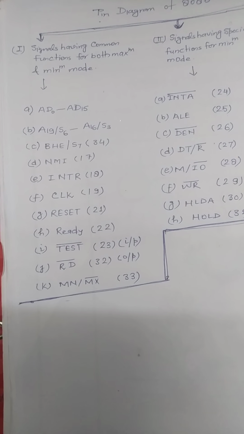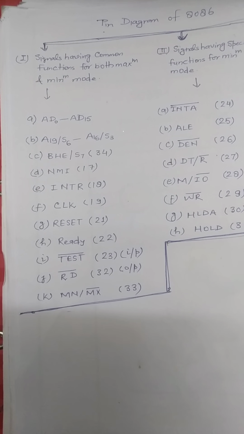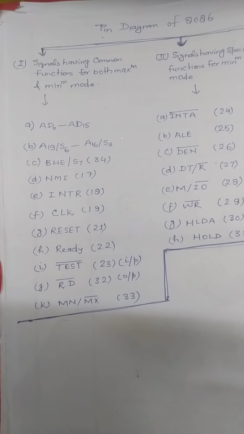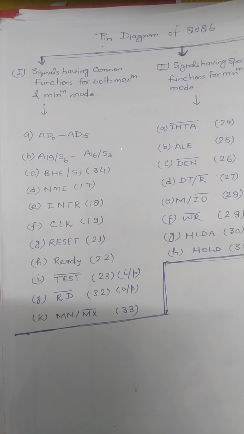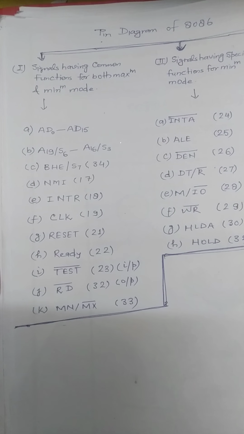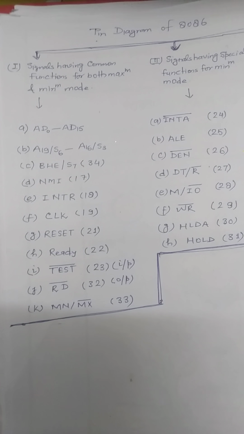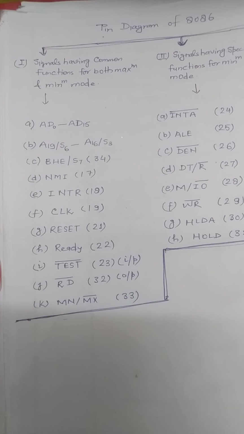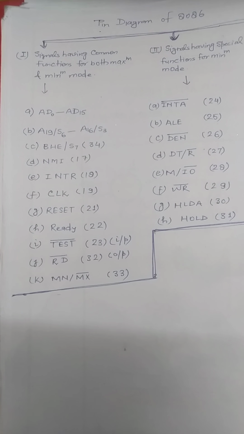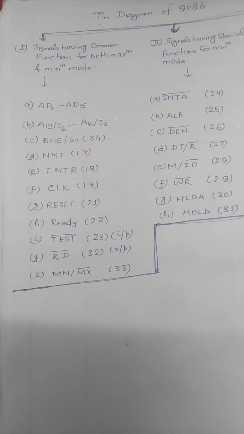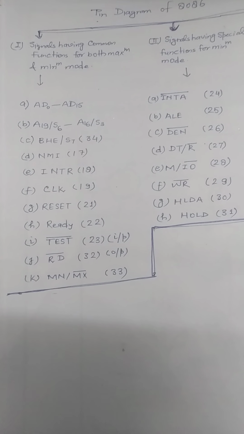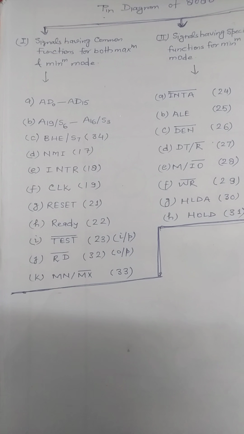Third is BHE/S7. It is also called the bus high enable/S7 pin. It is at pin number 34. The bus high enable signal is similar to the signal ALE, address latch enable, in 8085. When the signal at this pin is high, the buses AD0 to AD15 are used as address bus, and when it becomes low, these buses are used as data bus. In the first machine cycle, pin number 34 is used as the BHE pin, and in the next machine cycle, it is used as a status signal S7.